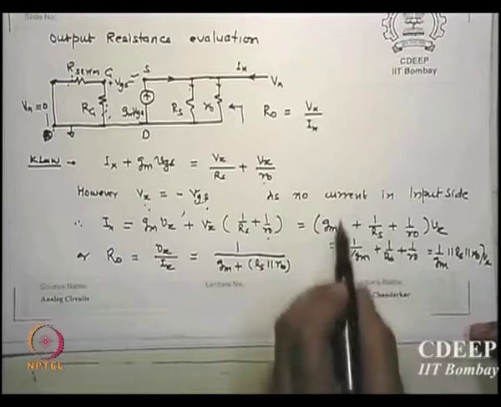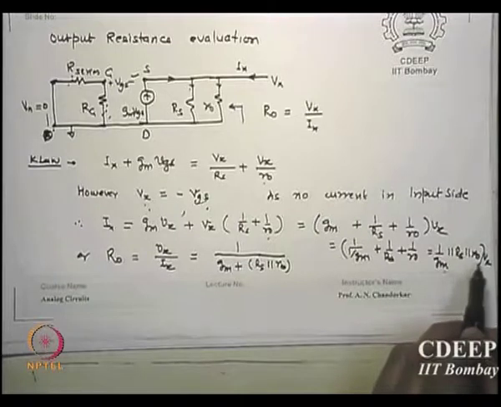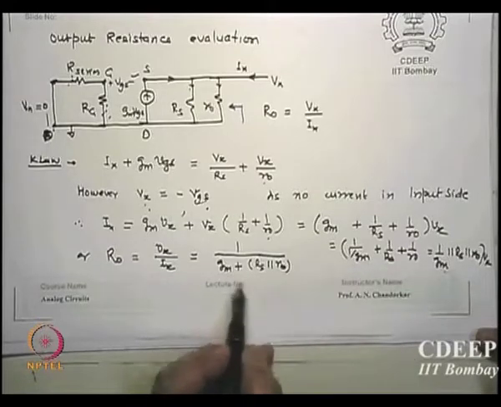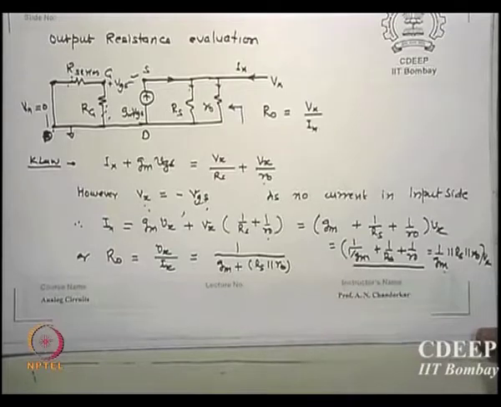What do these three 1 upon terms mean? The three are in parallel. So 1 upon Gm parallel Rs parallel R0 is the output. Of course here I actually converted back, but otherwise these three resistances are in parallel. That is the output resistance of a source follower. Can you now see, is R0 very large compared to Rs?